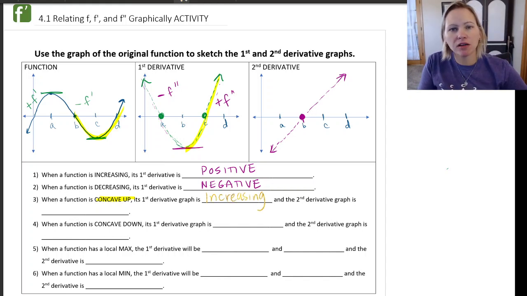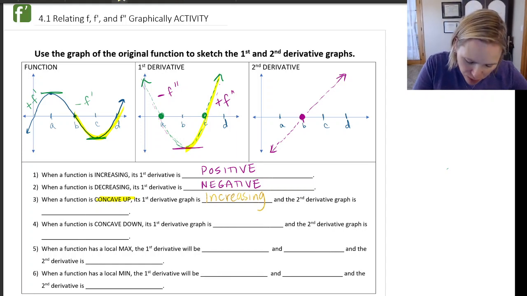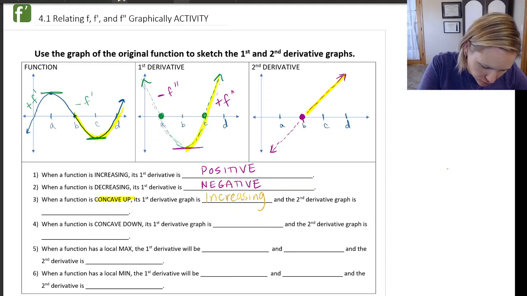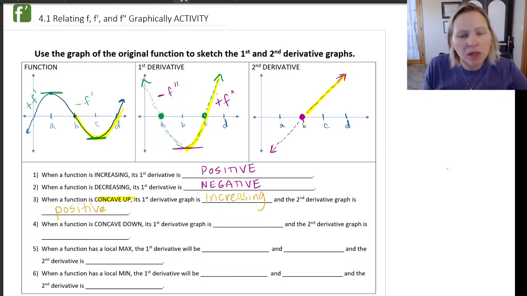And then what's happening with the second derivative graph from B onward? The second derivative is positive. Which should make sense, because if the first derivative is increasing, the graph of its derivative, the second derivative, is positive. So that should make sense.